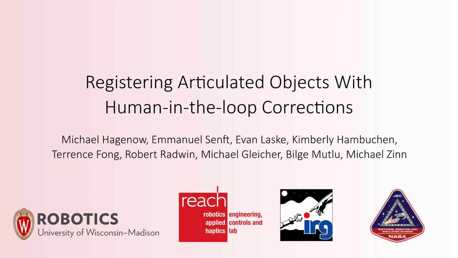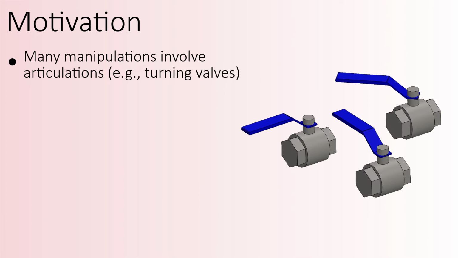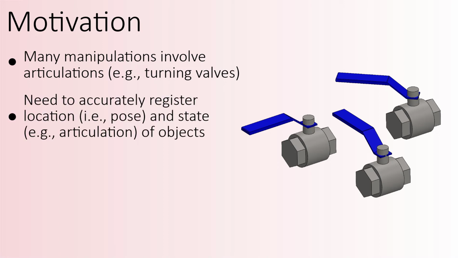To enable robots to manipulate objects in remote settings, such as space operations, robots need to be able to register objects of interest within their environment. Often these manipulations involve articulating the objects, for example, turning the top of a valve to close it. Ideally, to register objects for manipulation, the robot needs to have an accurate representation of the location and state of these objects. For example, the pose of the valve and the angle of the handle.